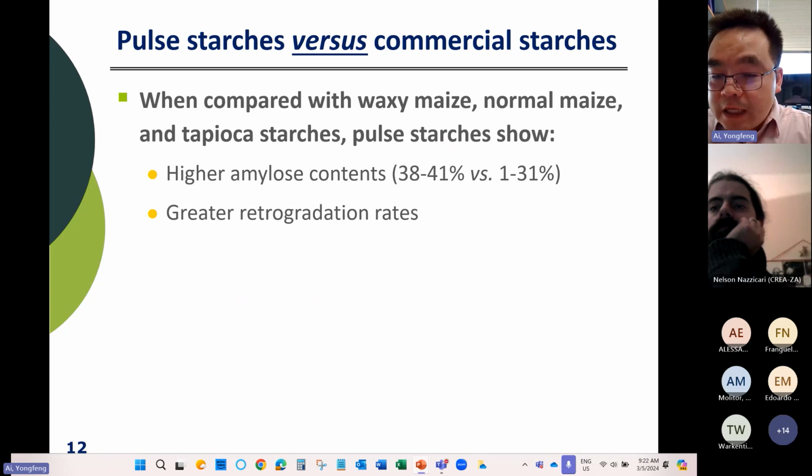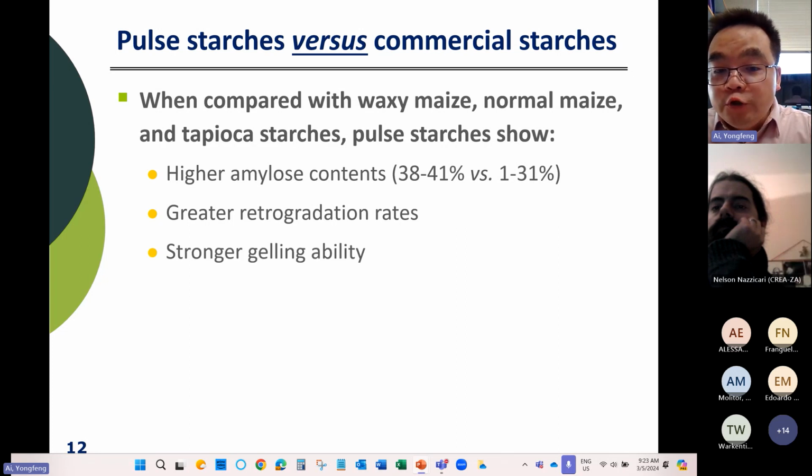Because of the high amylose content and also the long branched chain length of the amylopectin, pulse starches are usually known to have a greater retrogradation rate. So if we want to use a pulse starch as a thickener or as a binder or stabilizer in food, it is usually considered undesirable because it will cause syneresis and also quicker staling of the product. But for other food applications, retrogradation may be a good thing. And also the starch can form a very good gel.